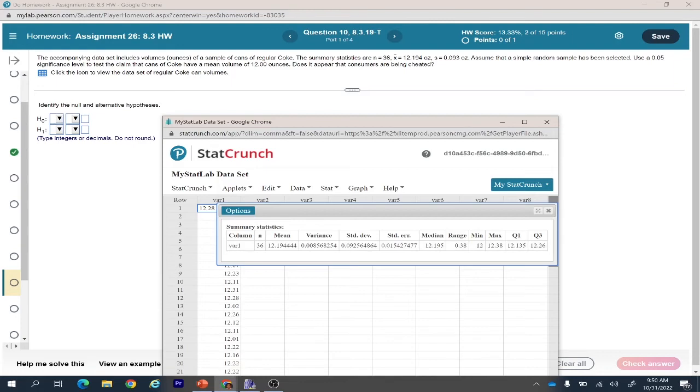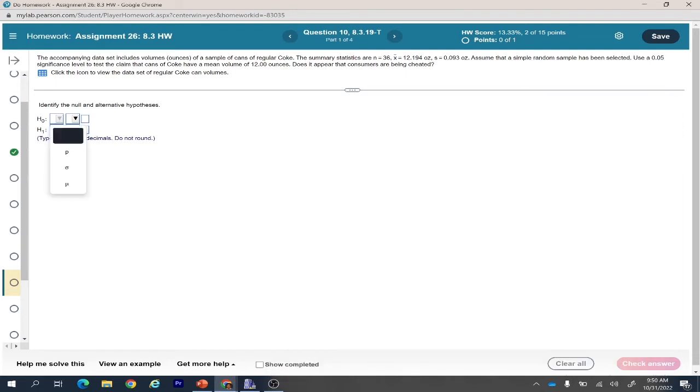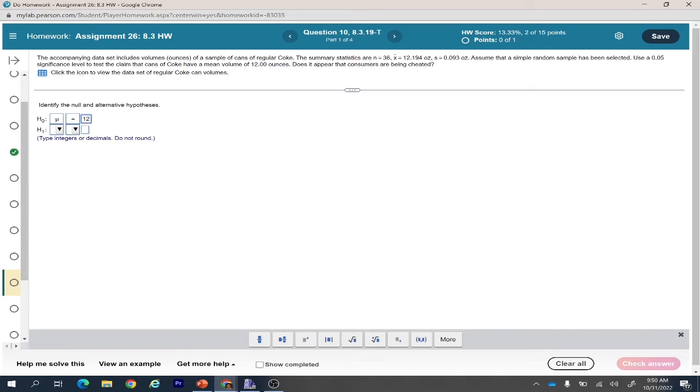The sample size is 36, and the sample standard deviation is 0.093, as you can see here. So all this information can be found by using StatCrunch. But it's already given, so we don't have to do it here for this particular problem. So what is the null hypothesis? The null hypothesis is that the mean is equal to 12 ounces. The alternative hypothesis is that the mean is not equal to 12 ounces.